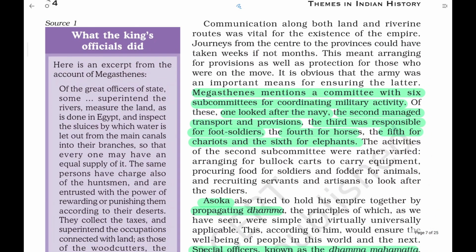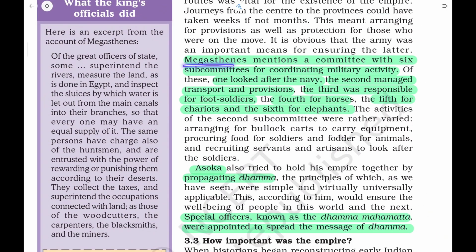Now the next thing is about Megasthenes, who wrote Indica, and he wrote about the socio-political milieu of the Mauryan period. Now Megasthenes mentions a committee with 6 subcommittees for coordinating military activities. Now one of these looked after the navy. So one was for the navy, second one was for transport and provisions, third one was responsible for foot soldiers, fourth one was for horses, fifth one was for chariots, and the sixth one was for the elephants. Okay, so this you need to know.